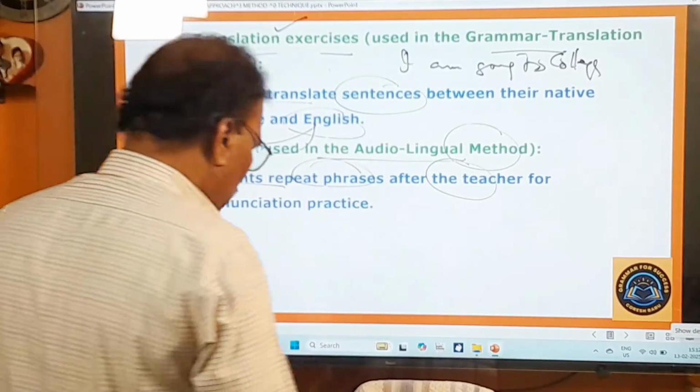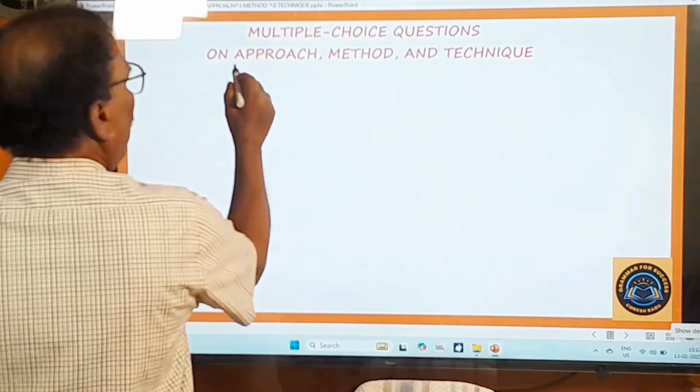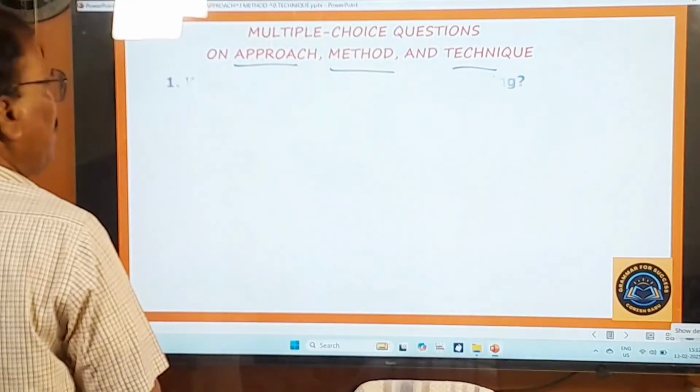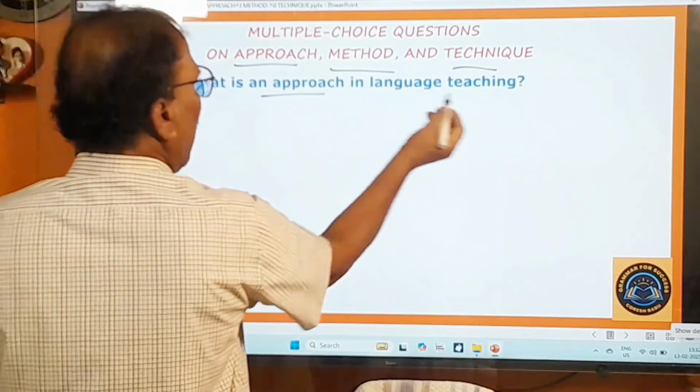Come on, let us do it now. Multiple choice questions on approach, method and technique. Okay, and here, what is an approach in language teaching?